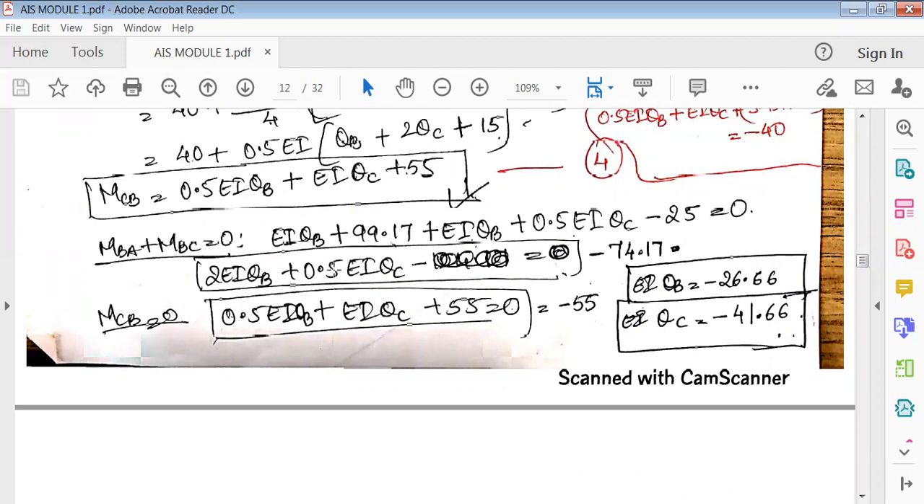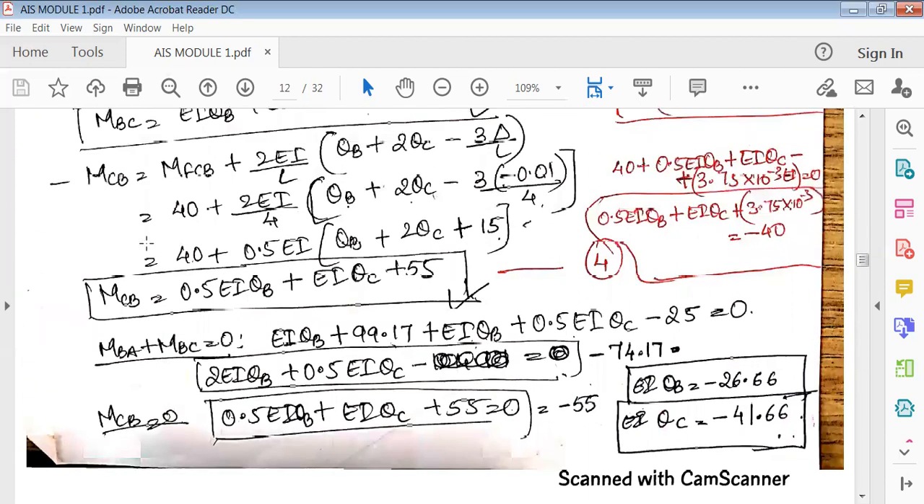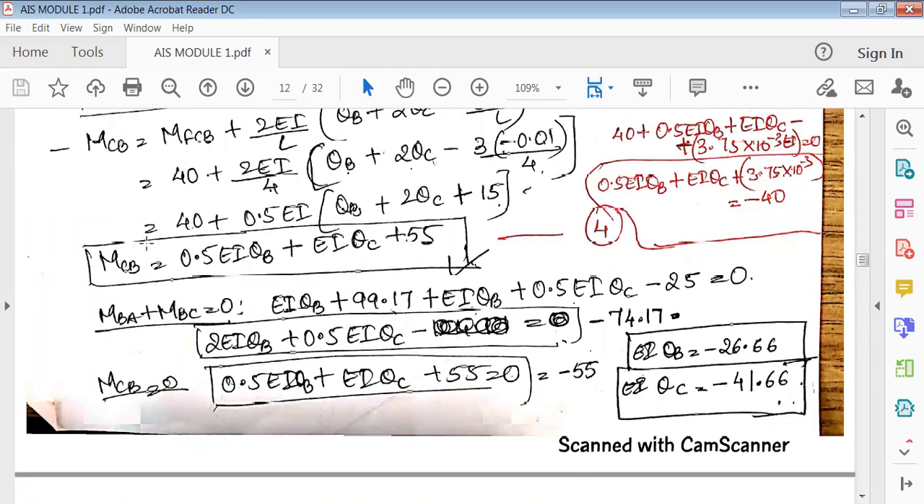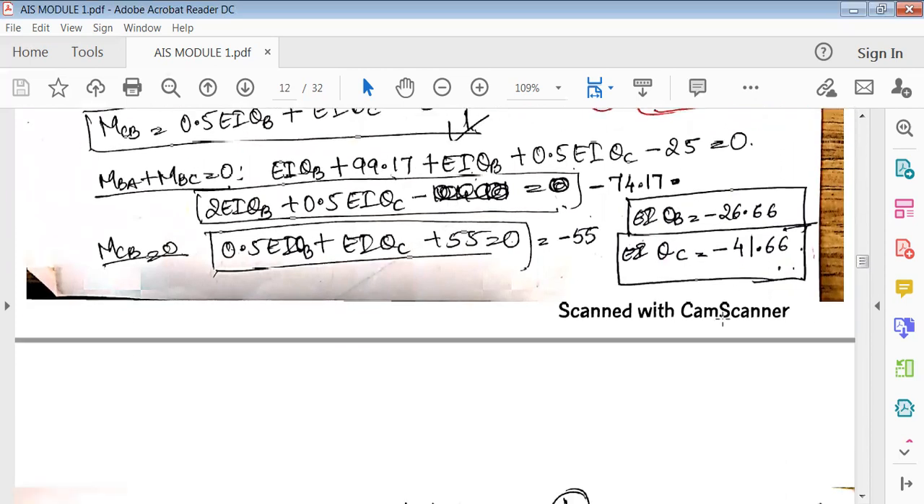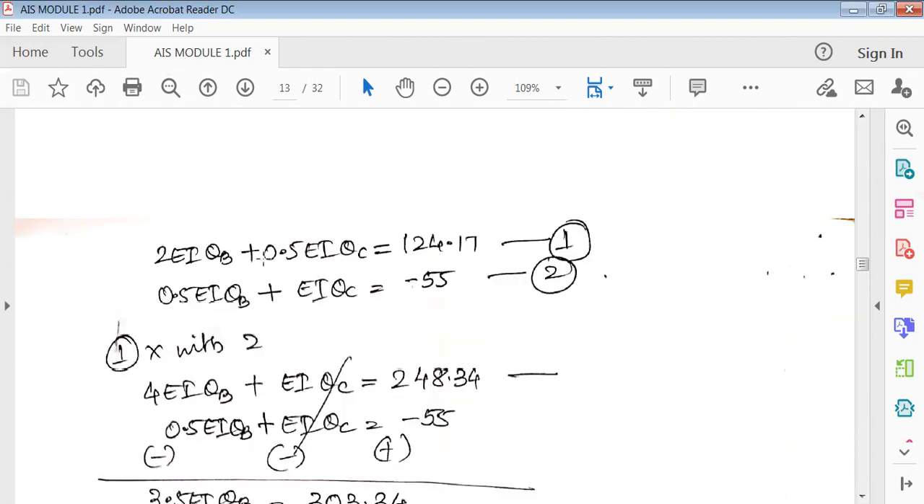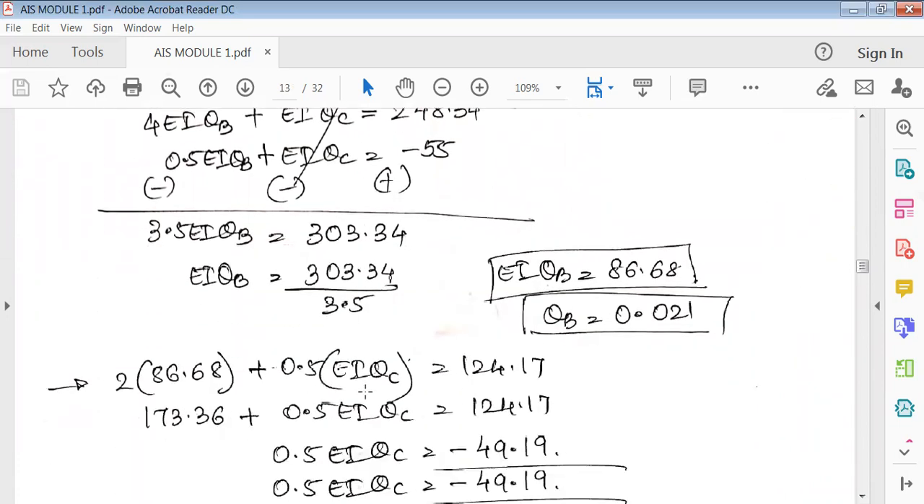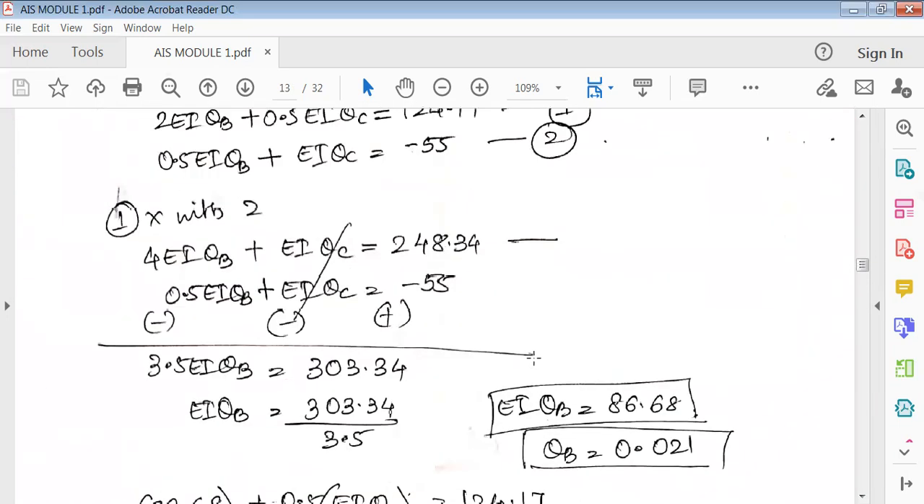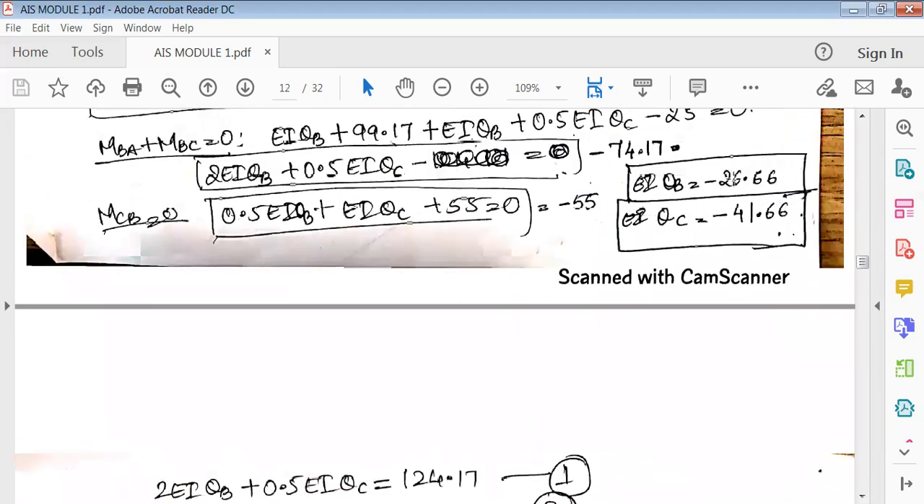These two equations, put them in the calculator and solve both the equations. When you solve, you will get EI theta B as minus 26.66, and EI theta C is minus 41.66. This I have shown here is another method, a manual method of solving this.